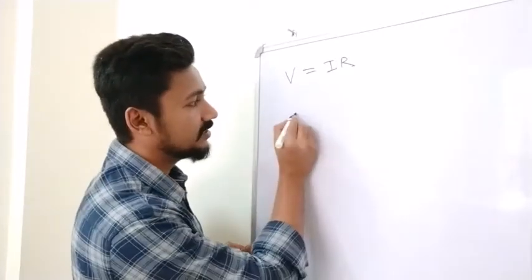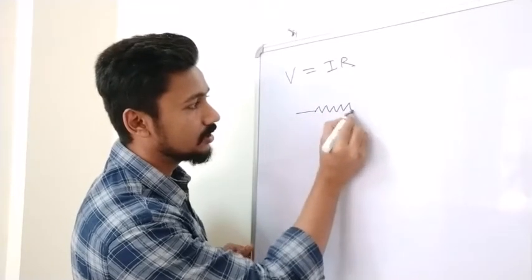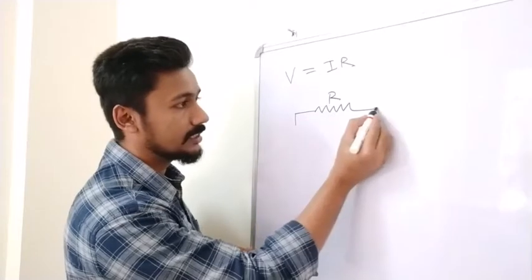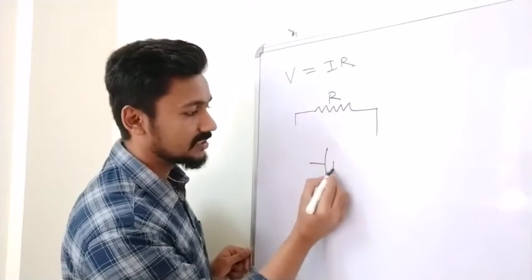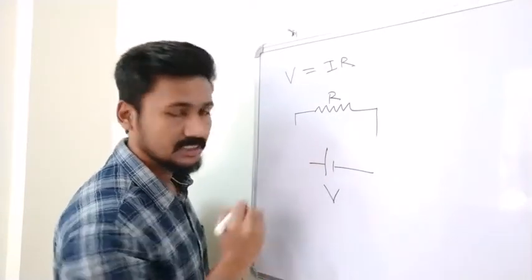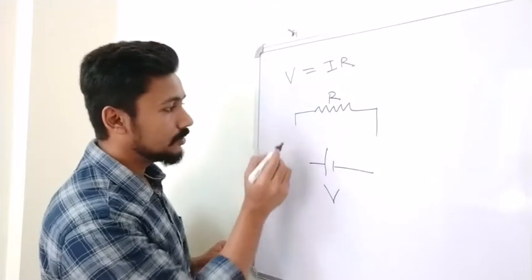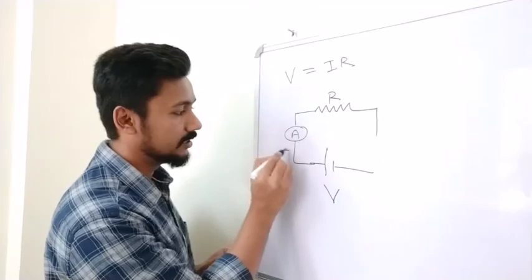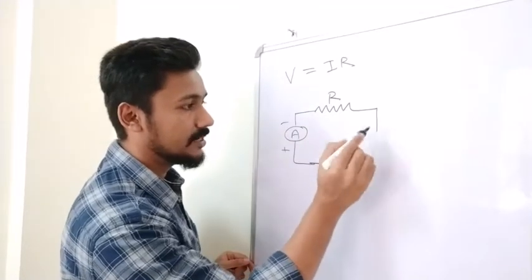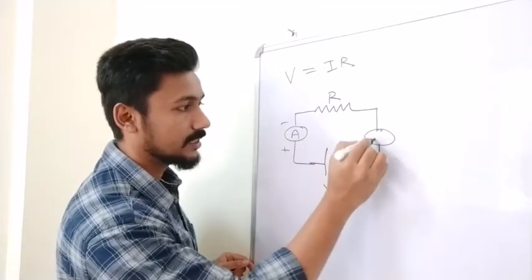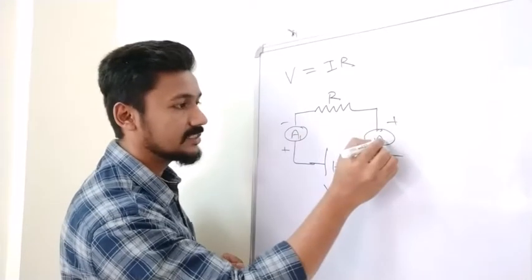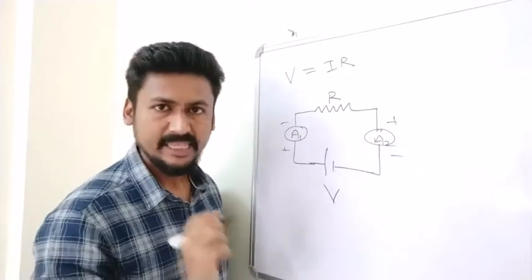So here we have one resistor having resistance R that we are going to connect to a power supply, a battery having potential difference V, right? Now I am going to connect two ammeters here. One ammeter will be here, and the other ammeter will be on the other side. So this will be minus, this will be plus. Let me call this A1 and this A2, right?